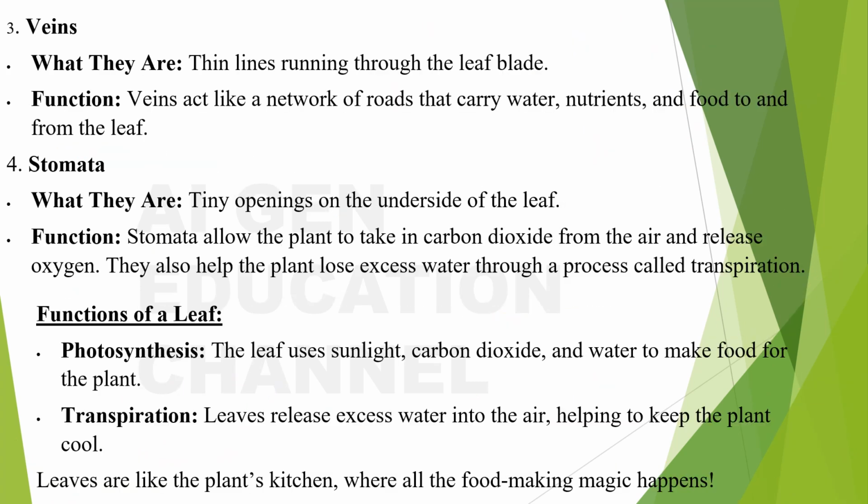What is next? Next is veins. Thin lines running through the leaf blade. So if this is the leaf, what have we seen? This is the petiole and all this is the leaf blade. Now in the leaf, you can find these sorts of thin lines. These are called veins. So what is the function that they serve?